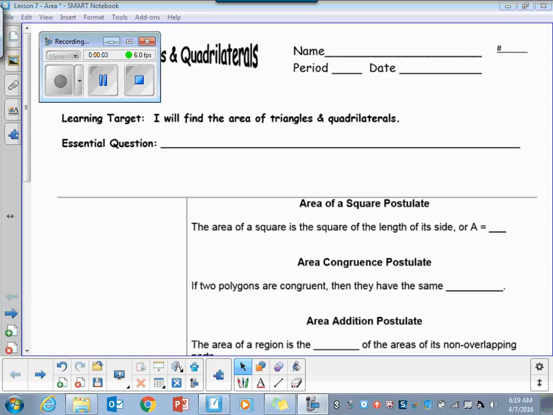All right, the 10th unit in honors geometry is on area, and we're going to start off with what should be mostly a review of area formulas from elementary school, although there are a couple of new formulas. All formulas in this unit have to be memorized. You will not be provided with a formula sheet or any kind of note card or other device to help you with this. Your learning target today: I will find the area of triangles and quadrilaterals. So our essential question: how do I find the area of triangles and quadrilaterals?